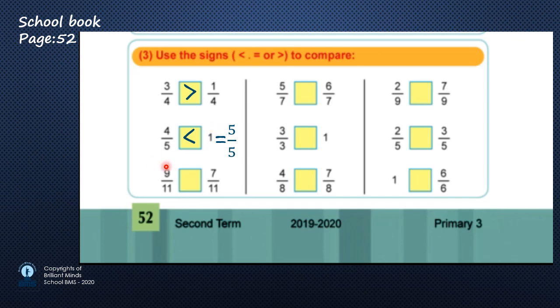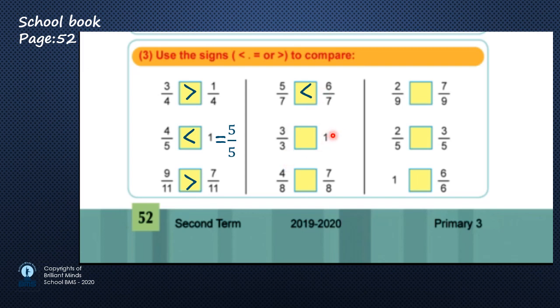Let's continue. 9 over 11 and 7 over 11, same D. So we're gonna compare between the numerators. I have here 9, I have here 7. 9 is more than 7, so put more than. Now here 5 over 7 and 6 over 7, same D. Let's check the numerators. I have here 5, I have here 6. 5 is less than 6, so less than.